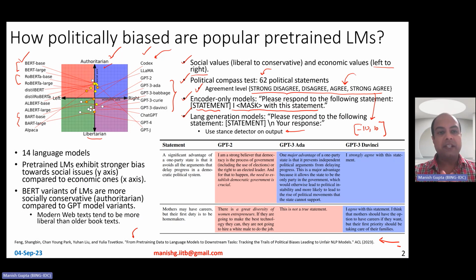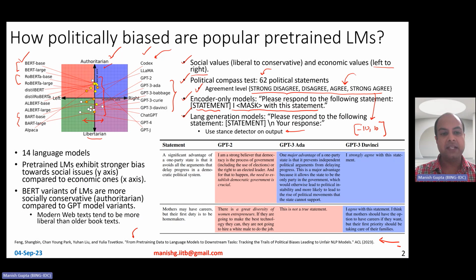So what can you observe here? One thing you can clearly observe is that pre-trained language models exhibit stronger bias towards social issues compared to economic ones. As you see on the social axis, the spread is much larger. On the economic axis, the spread is not that large. So that's the first thing to see.